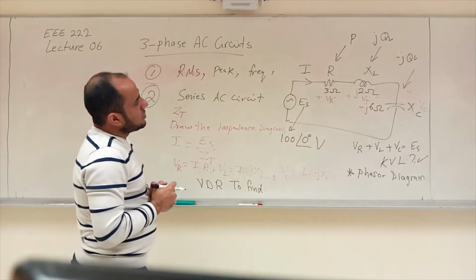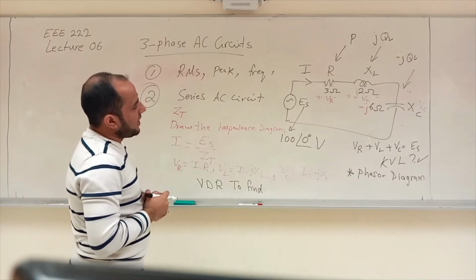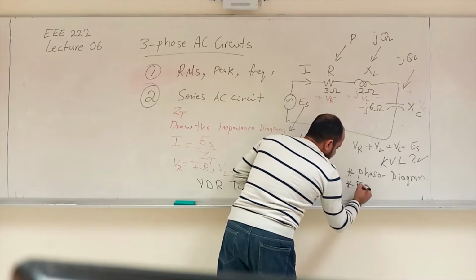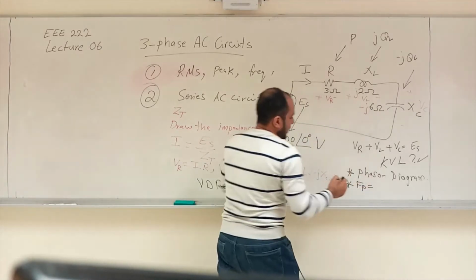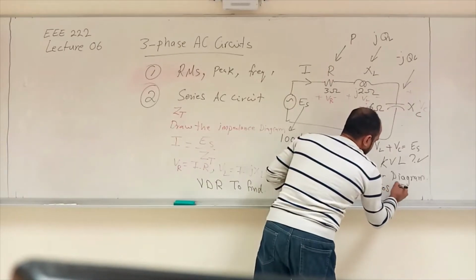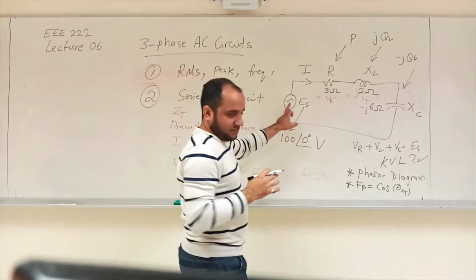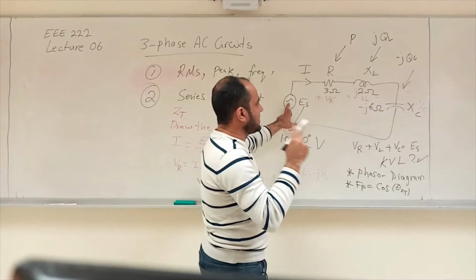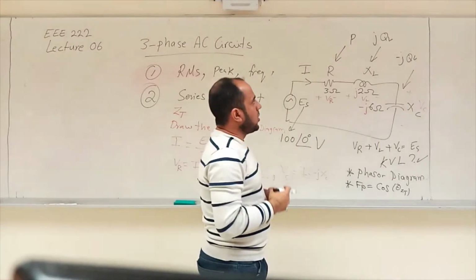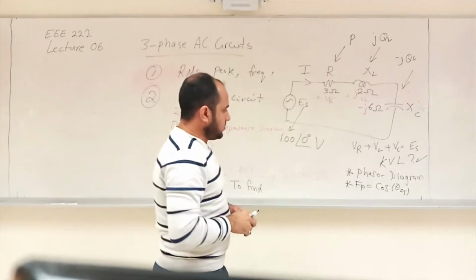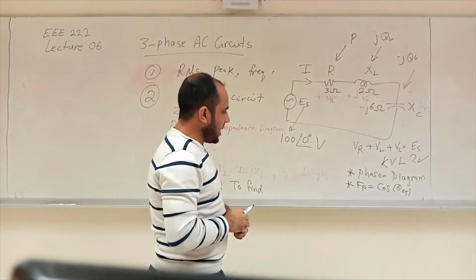And also, we can bring the power factor from here. So the power factor here is basically cosine of theta of Z total, or cosine of theta source voltage minus theta current, or power over total S, total apparent power, right? This is how we find the power factor.